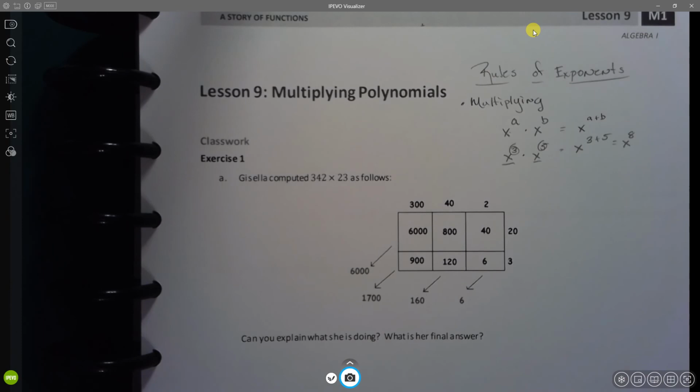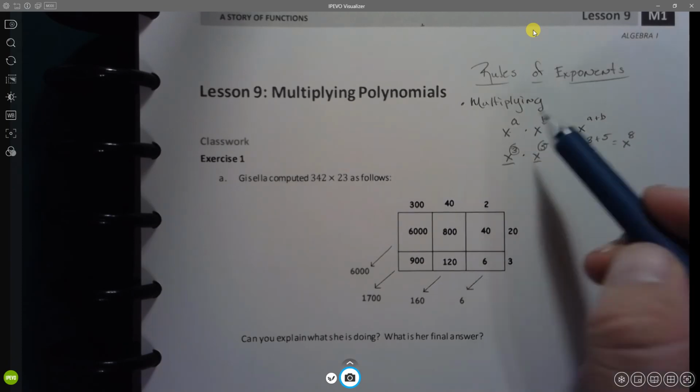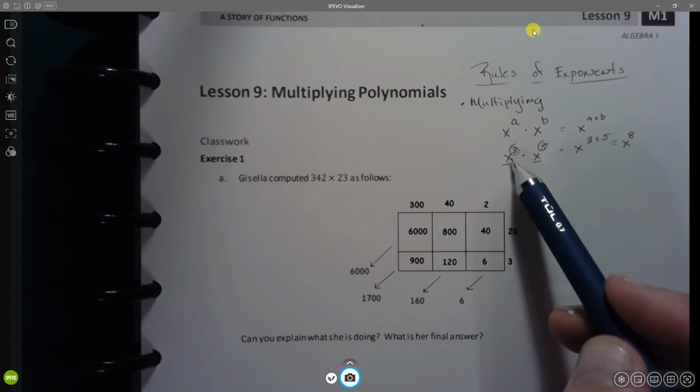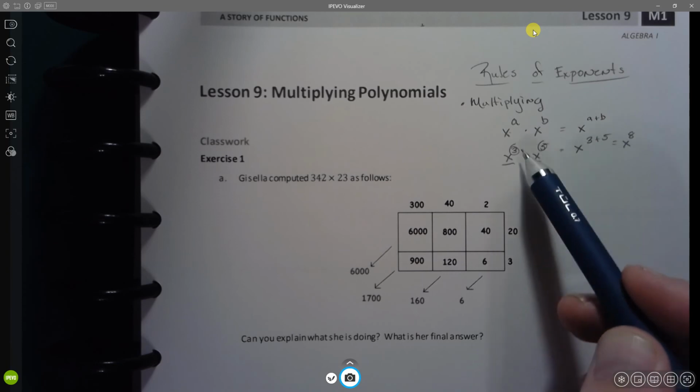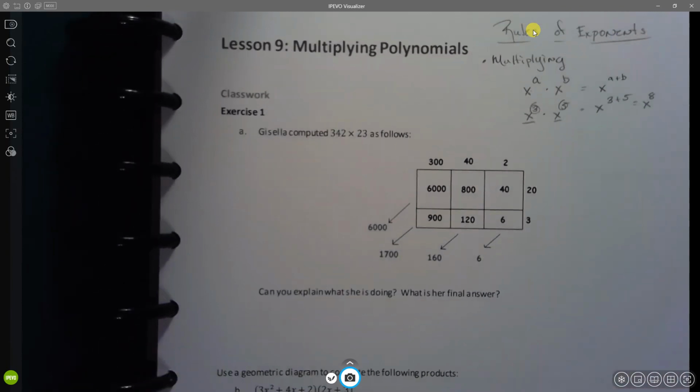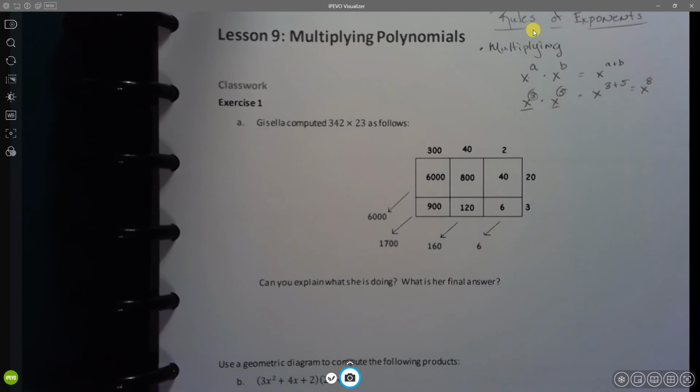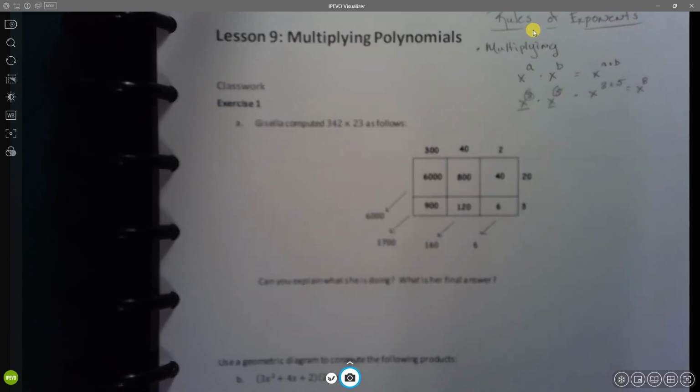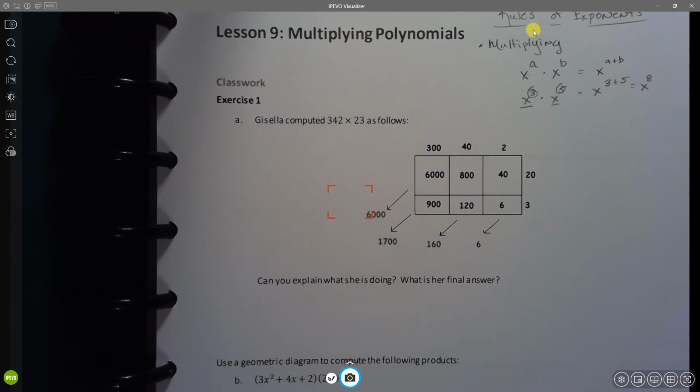That's the rule of exponents when we are working with multiplying polynomials. We'll get to it again when we get to raising exponents to exponents and when we get to dividing polynomials. I'll show you how that works as well. But for right now, the rule of exponents when we're talking about multiplying: keep the base, just add the exponents. All right, so example number 1: Gisela computed 342 times 23 as follows.